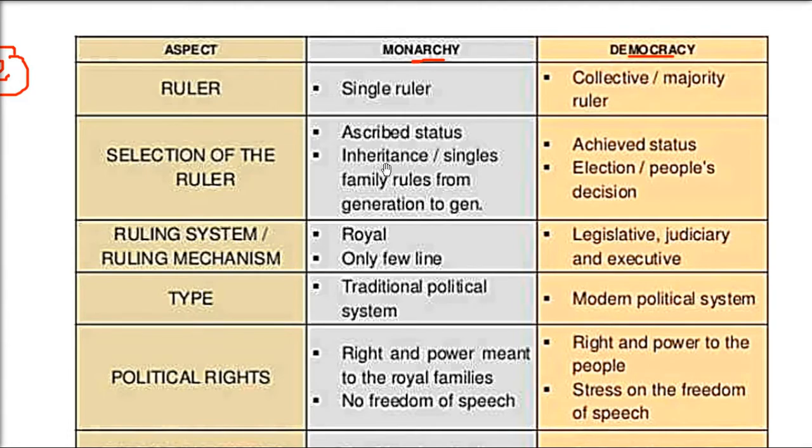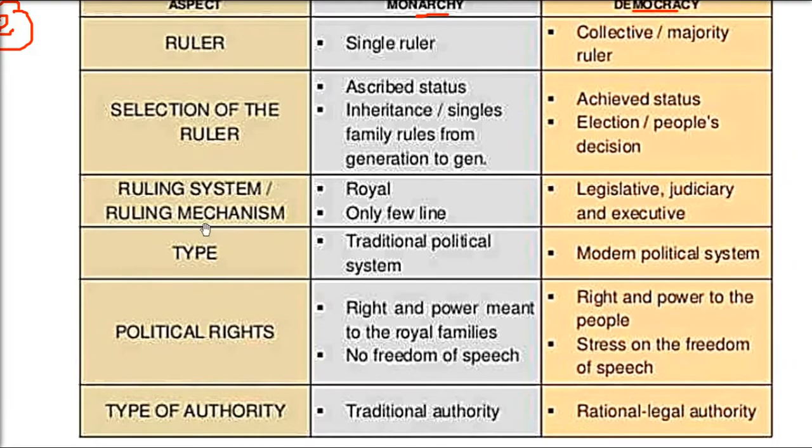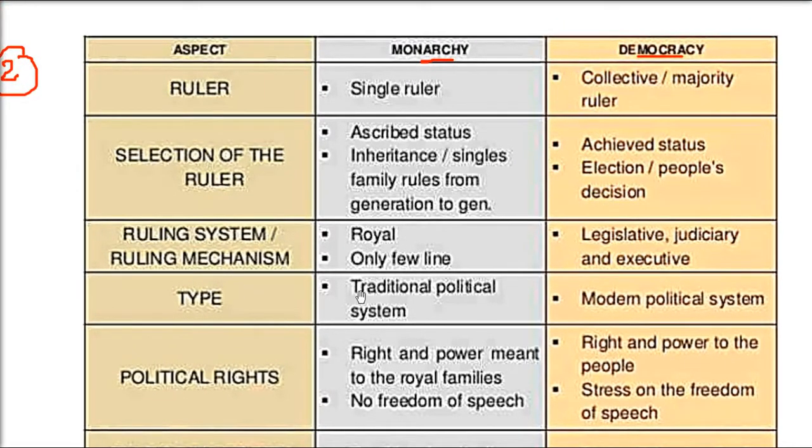The selection of the ruler: in monarchy, there is no chance. Whosoever is a king, his son will be the next king. In democracy, there will be a proper election and people will decide who is going to rule them, who is going to make decisions for them. Ruling system, ruling mechanism: monarchy is royal, right? Only a few lines are written and whatever the Raja says or the king says, that is the final ruling system. Okay, and they have a good royal life.